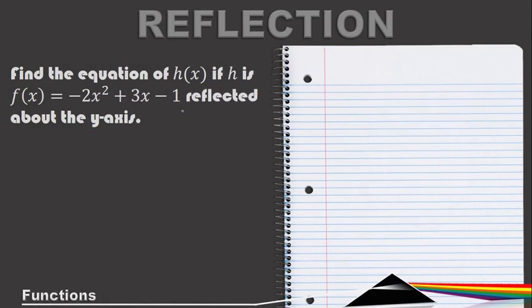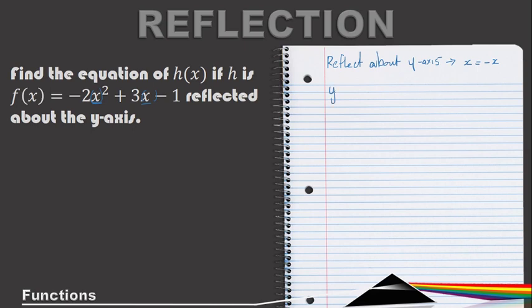So find the equation of h(x) if h is f(x) equals minus 2x squared plus 3x minus 1 reflected about the y-axis. So if we want to reflect about the y-axis, then that means that wherever we see x, we need to replace it with negative x. So this is where we will replace these x's with negative x.